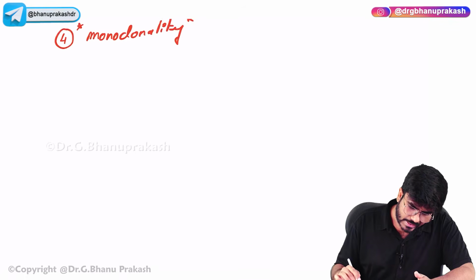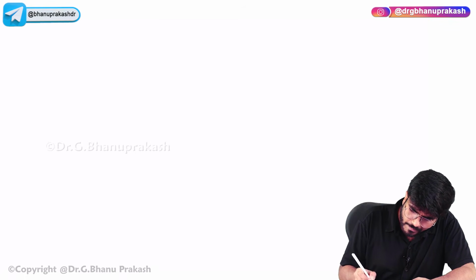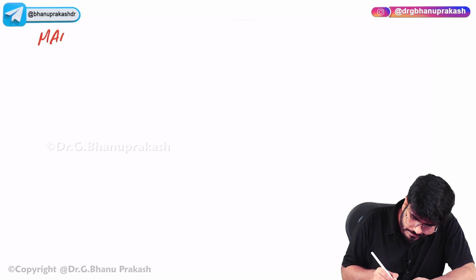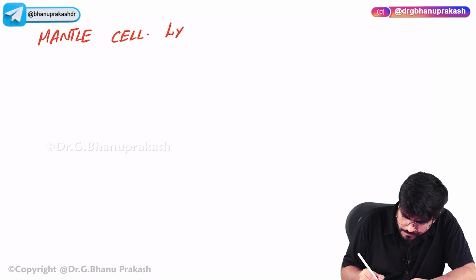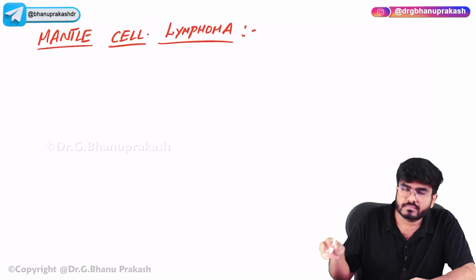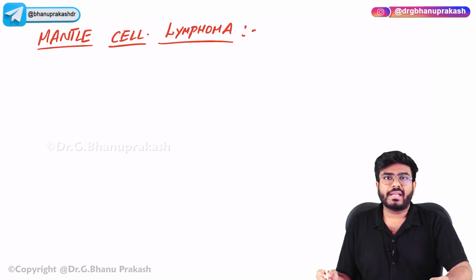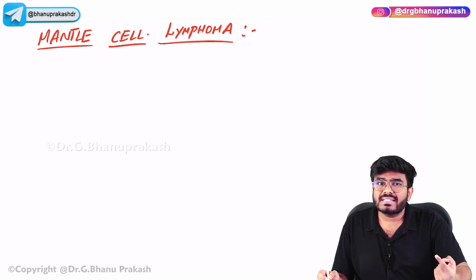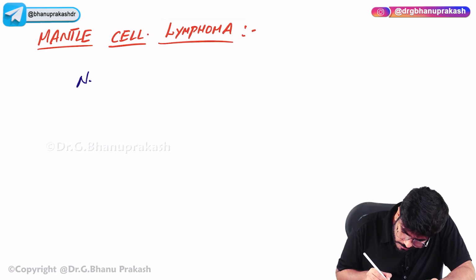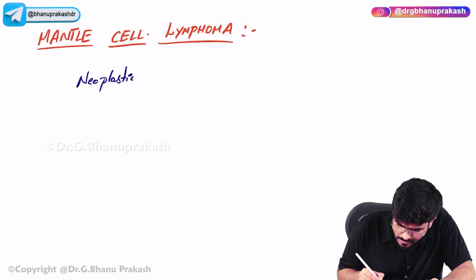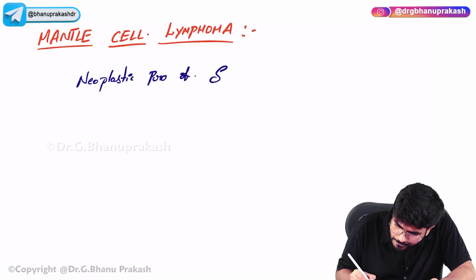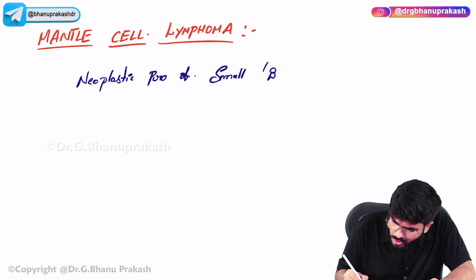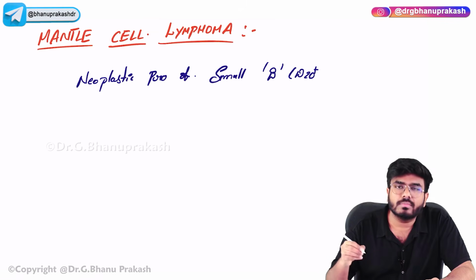Okay. Now after this, let's discuss mantle cell lymphoma. So what exactly is happening in mantle cell lymphoma? You should not forget one thing. Mantle cell lymphoma is, of course, a non-Hodgkin's lymphoma. It's a cancer of which cells? It's a neoplastic proliferation of small B cells that are CD20 positive. Again, small B cells only.